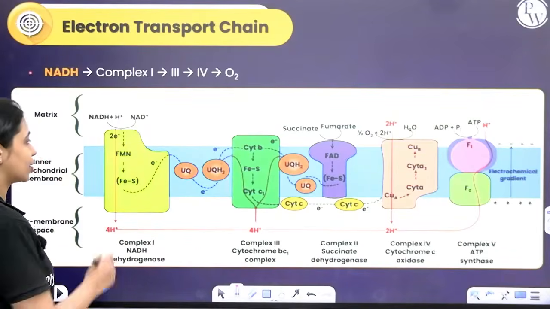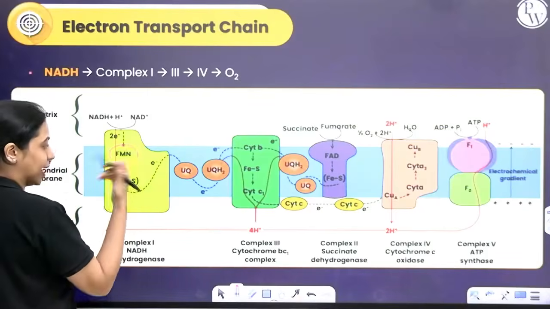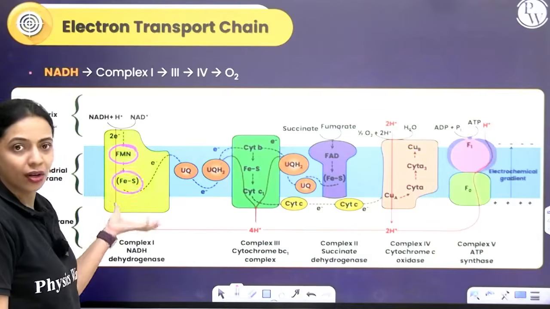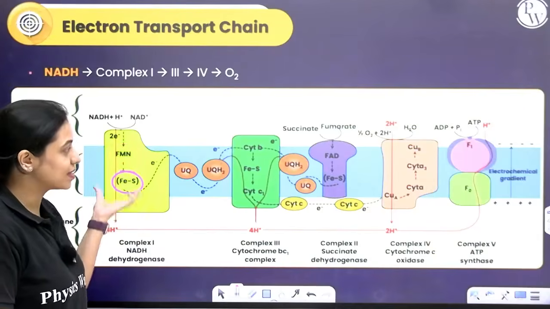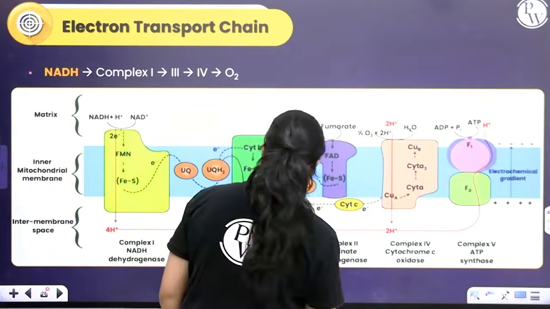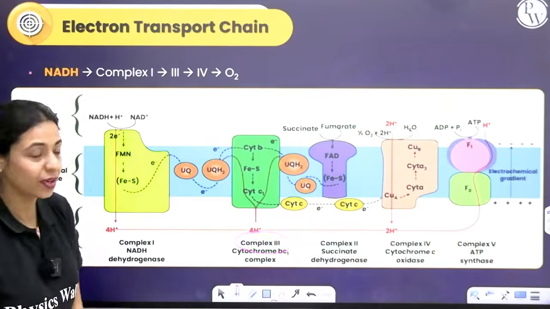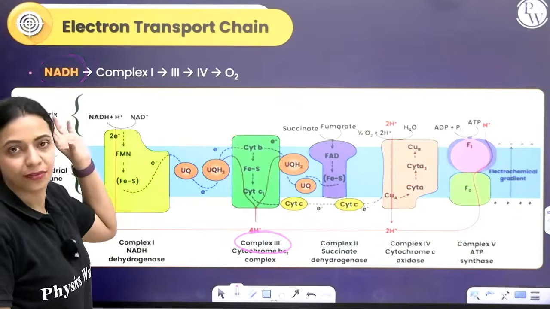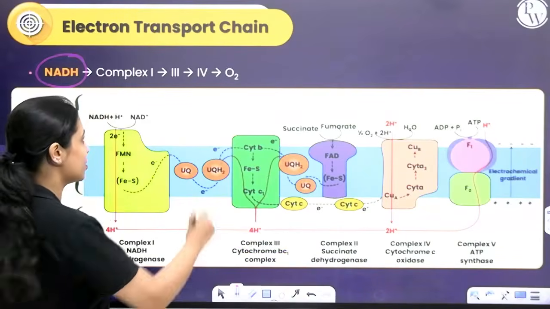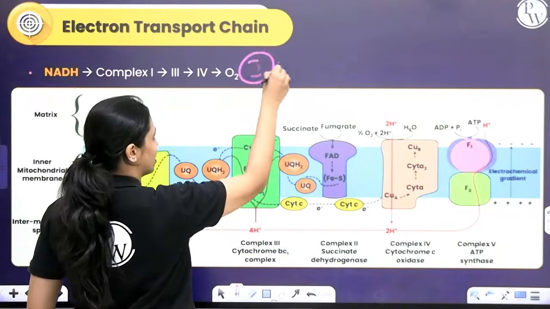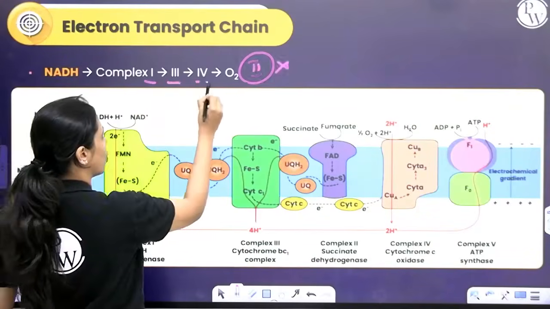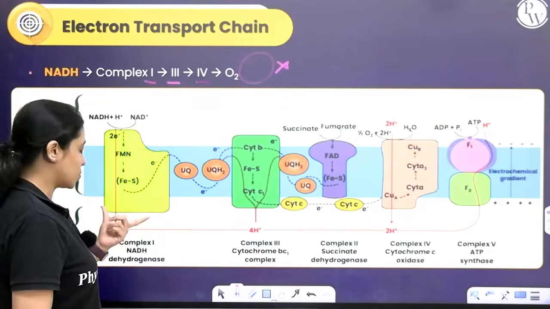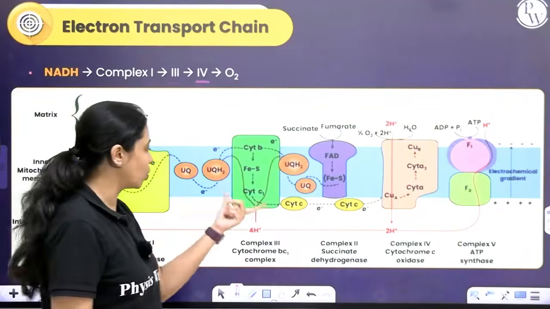So first the electron is accepted by FMN, then the electron is accepted by FeS. Now this electron present in complex 1 is transported not to complex 2 but to complex 3. Remember, whenever we are talking about the electron transport of electrons that we obtain from NADH, complex 2 will not come in the picture. It has 1, 3, 4, that's all, not complex 2. So from complex 1, electron has to be passed on to complex 3.